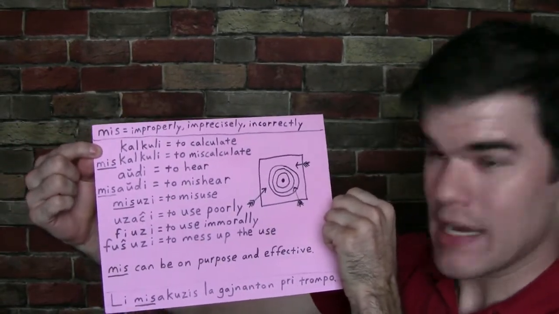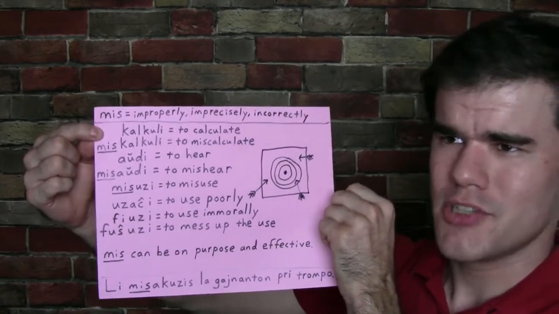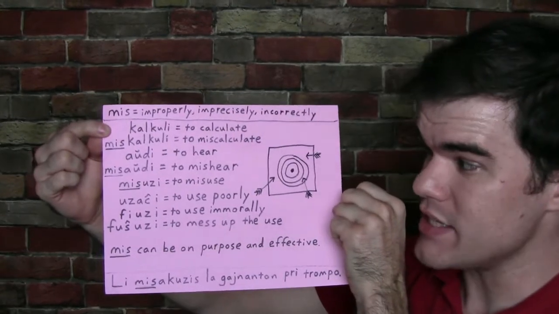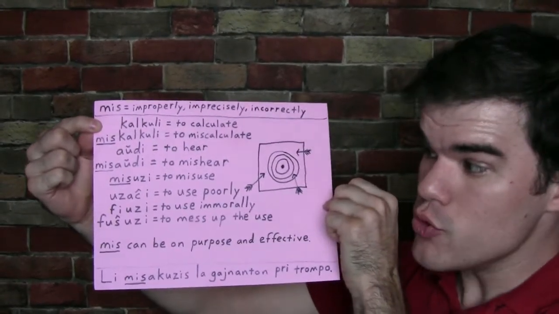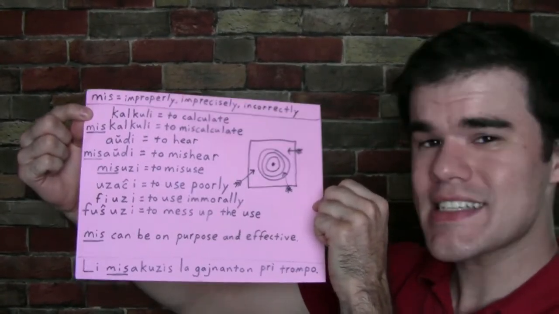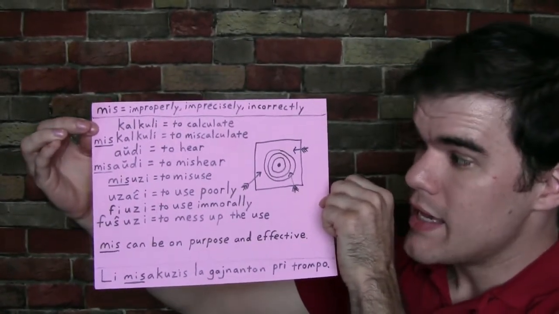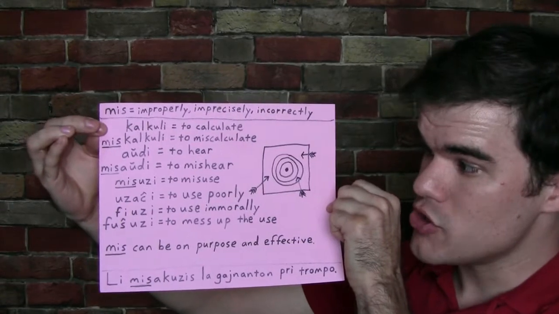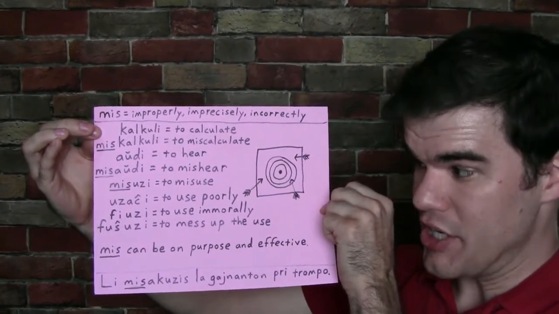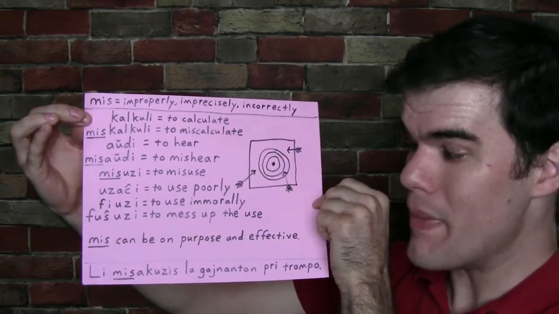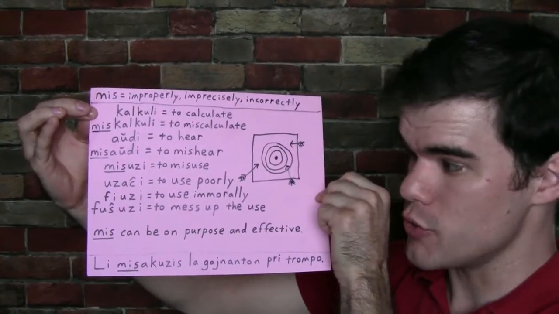Miss Cal Cooley is not Cal Cooley's wife or daughter. It is to miscalculate. Audi is to hear. Misaudi is to mishear. Misuzi is to misuse. Let's clarify the differences between mis and some of these other prefixes. So, to misuse something is one thing, but to use something poorly is uzachi. To use something immorally or unethically would be fi uzi. To mess up while using something would be fush uzi.